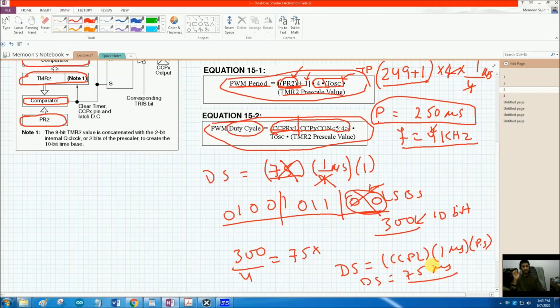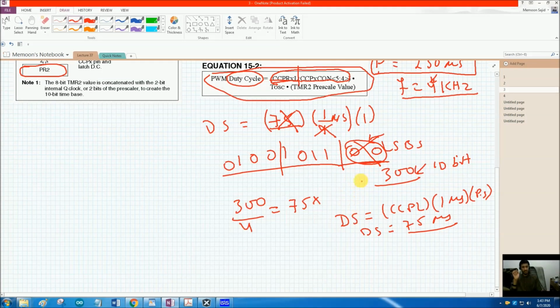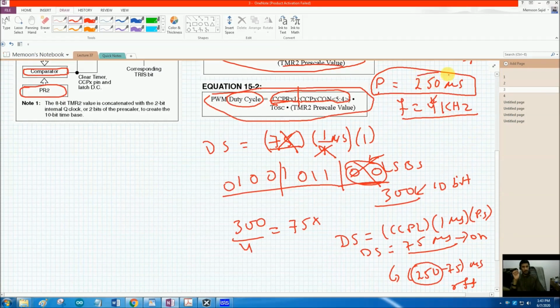So it will remain on for 75 microseconds and it will remain off for how many microseconds? 250 minus 75 microseconds. From where did this 250 come? From the time period. The total time period was 250 microseconds and the on time was 75 microseconds. So the off time would automatically be 175 microseconds, 250 minus 75.